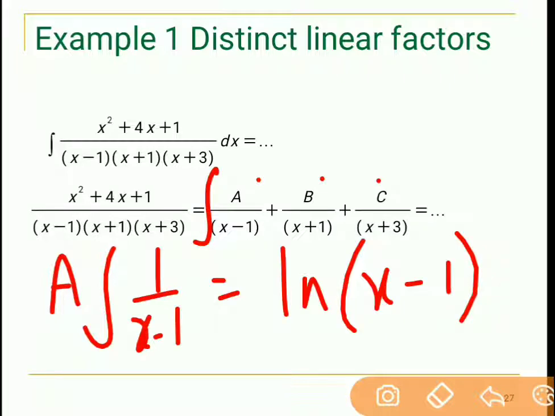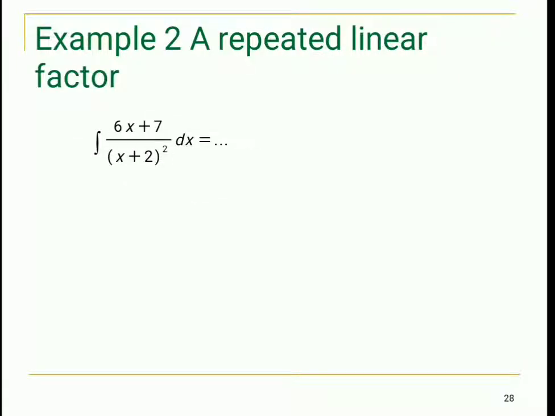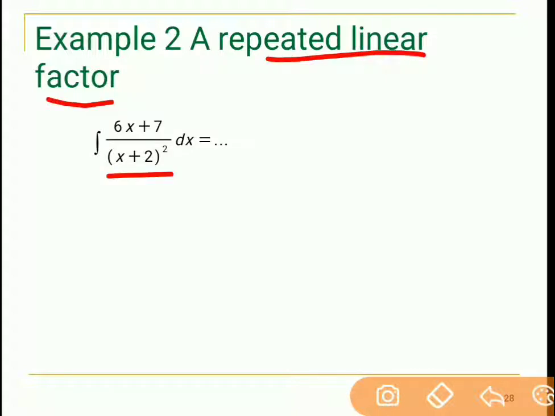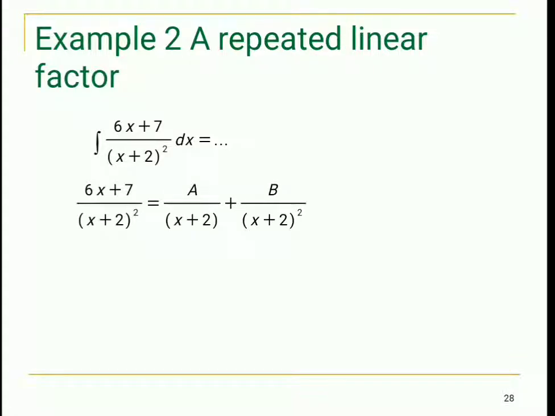This kind of integration is called integration by parts. Now let us see, if you come across a repeated linear factor in the denominator, that is x plus 2 repeated twice. So in that case, a single term can be converted into a by x plus 2 plus b by x plus 2 square. A and b can be found out by taking the LCM, and once a and b are found out, it will be very easy to solve this integration.